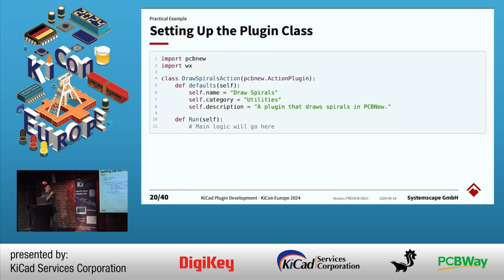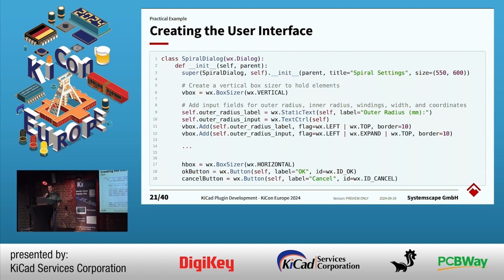So the first thing we do is we import pcbnew. We also import wx for the dialog interface. And this is like before. But then we create our dialog. So we have another class, SpiralDialog, which is based on wx.Dialog. And then we can specify the window size, and we can add some labels and some text controls.